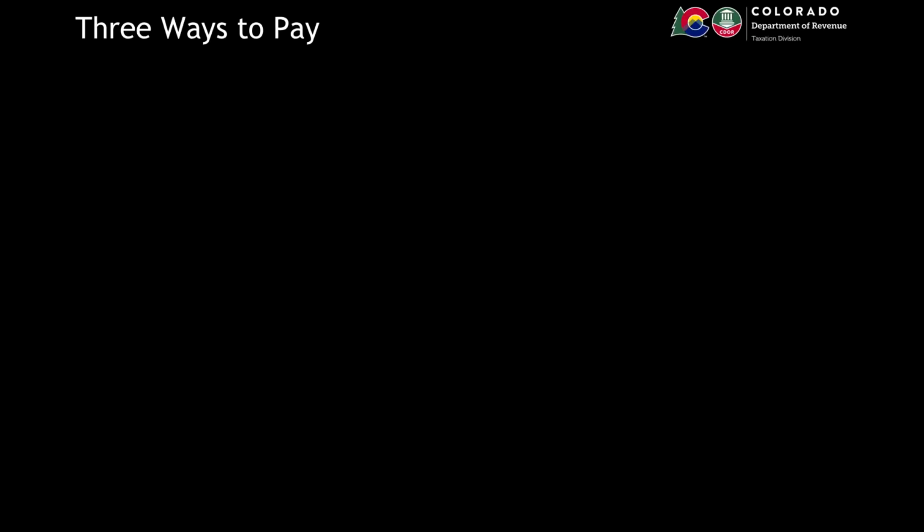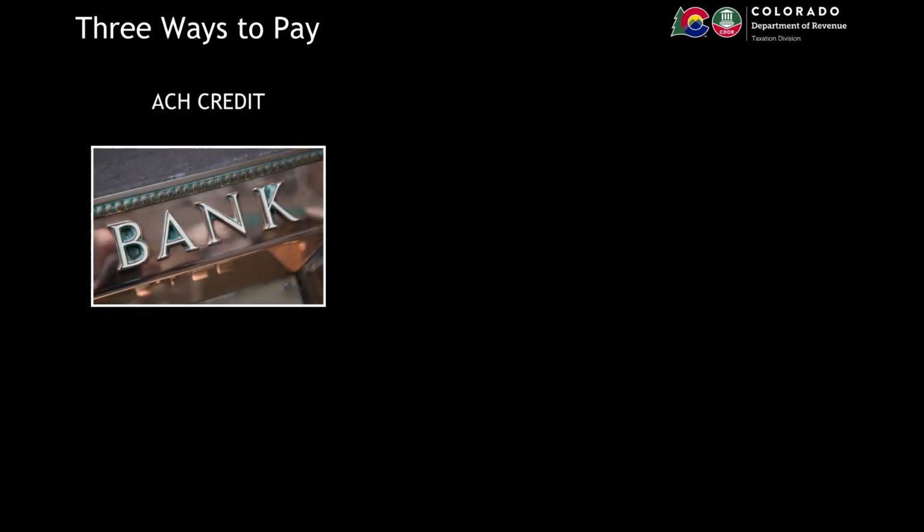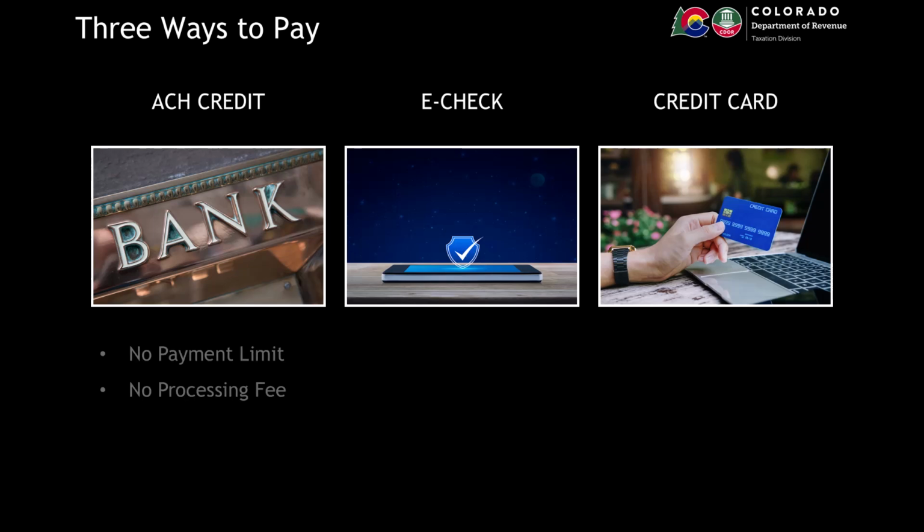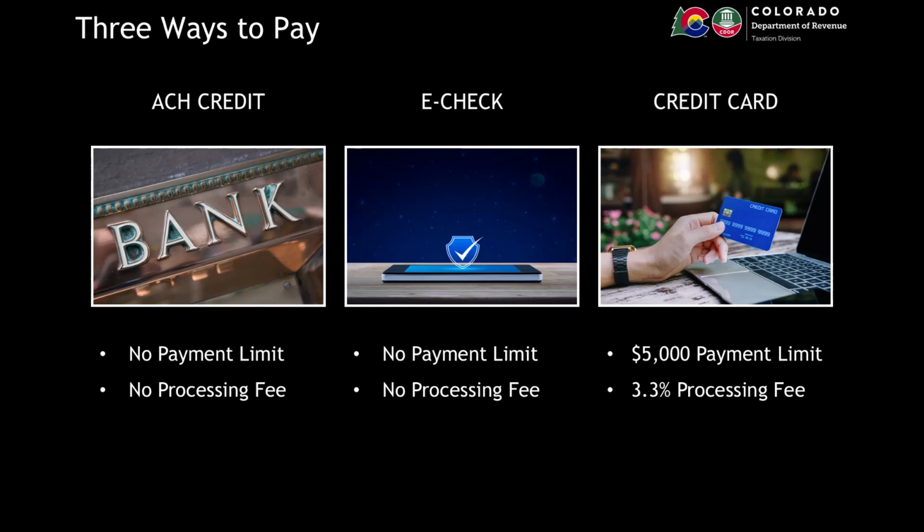SUTS allows you to pay using an ACH credit, e-check, or credit card. There are no payment limits or processing fees for ACH credit payments or for e-check payments. There is a $5,000 payment limit and 3.3% processing fee for credit card payments. Let's pause here as this is of great importance.